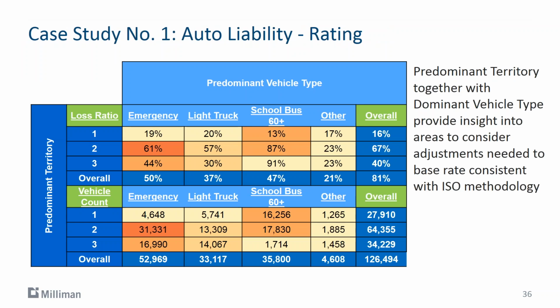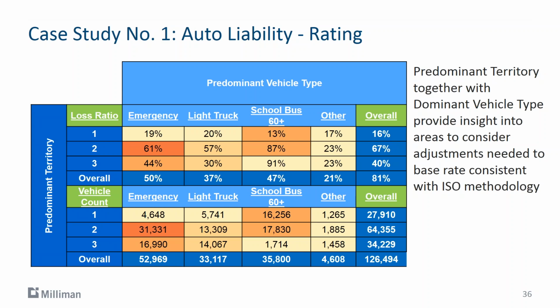Another thing that we looked at was auto liability and their rating program, their rating algorithm. And the way that they do their rating is they do not differentiate by vehicle type. So there is a rating category for a territory, but not by vehicle type. So in our analysis, we looked at the losses by vehicle type to distinguish, is there differentiation in the risk based on the vehicle type?